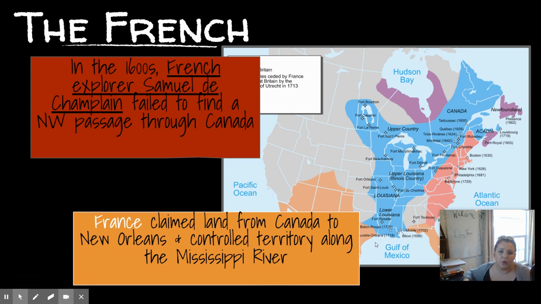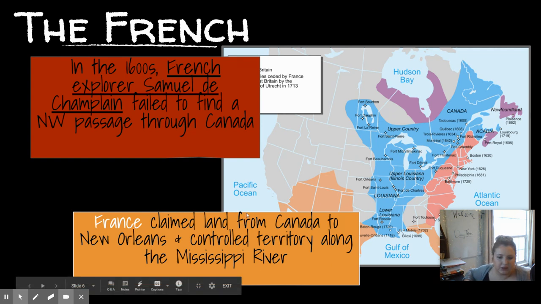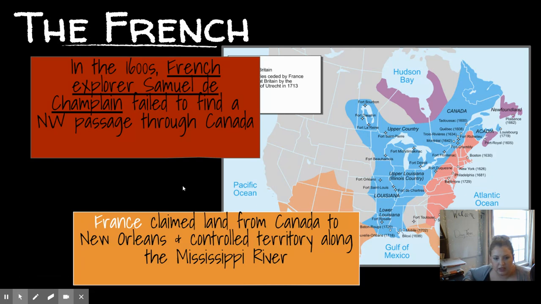Why would it have been important? Think about this just for a second. Why would it have been important for them to control the Mississippi River? We don't know a lot about the Mississippi River yet, but why would it be important for them to control a long stretch of river like that?